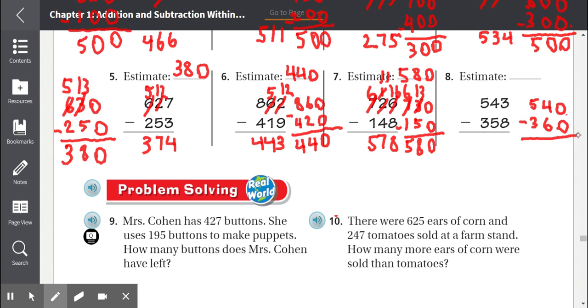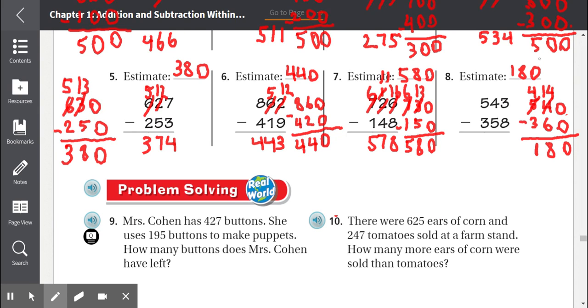Now let's subtract from the ones place. 0 minus 0 is 0. 4 minus 6, we can't do that. So we have to borrow from the 5. We take 1 away from the 5, it becomes a 4. Now this 4 can become a 14. Now 14 minus 6 is 8. Now in the hundreds place, it's no longer 5 minus 3. It is 4 minus 3. 4 minus 3 is 1. Our estimate is 180.